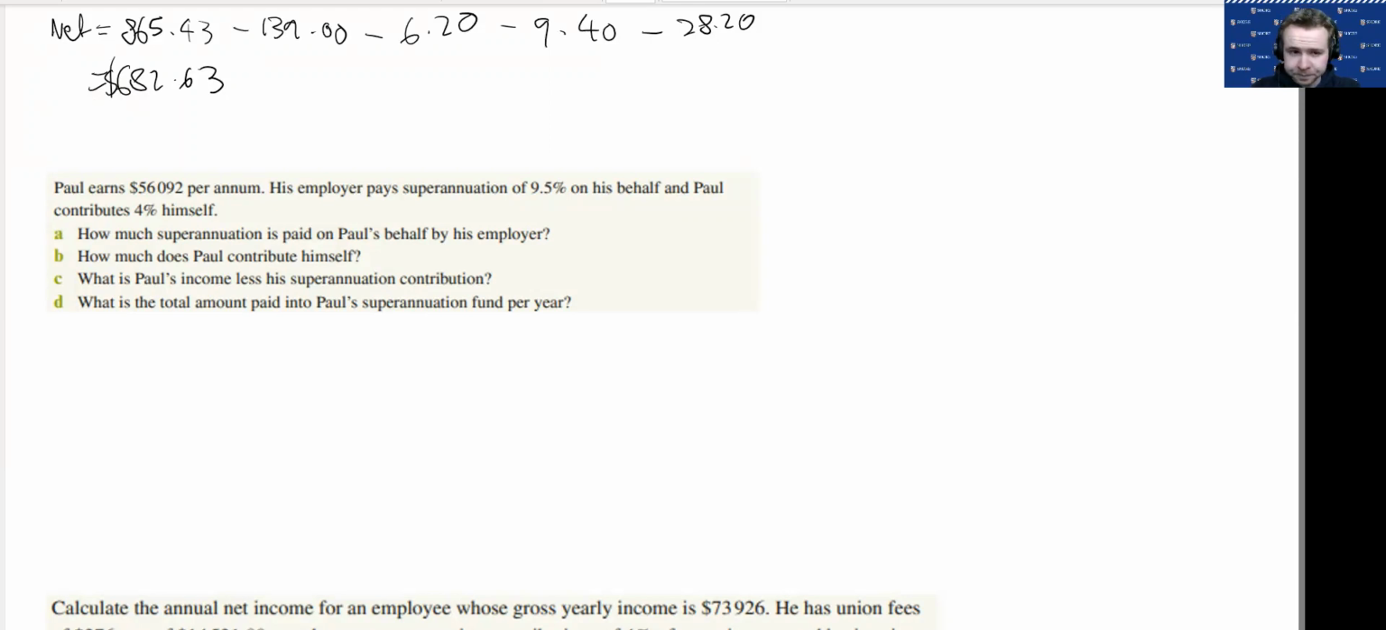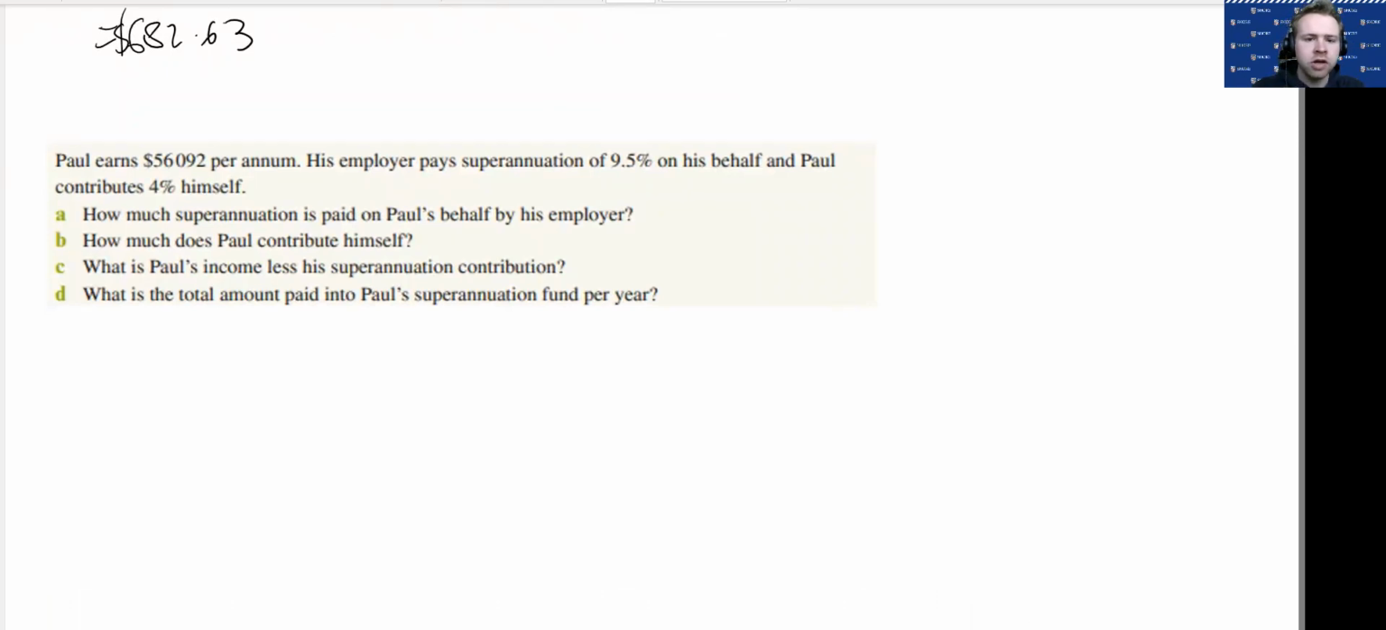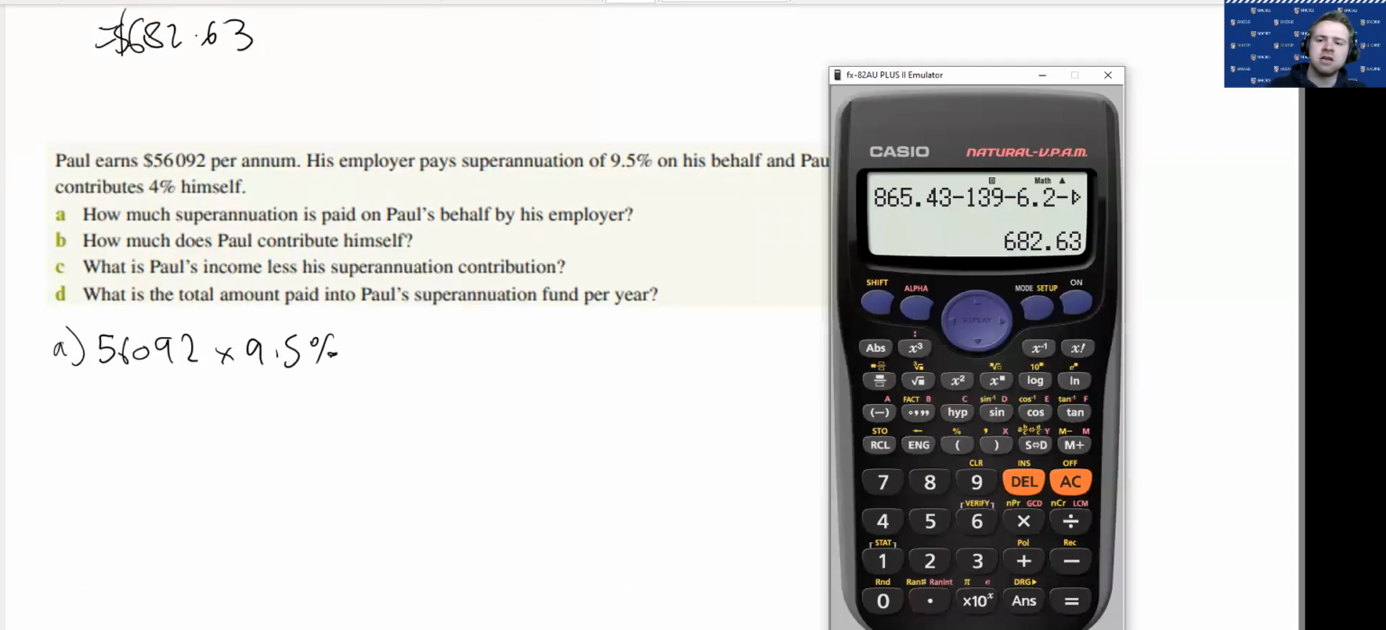Okay, so at the end of the day, when we're trying to work out our net income, we really only need to think about the employee contribution. That is the optional extra contribution that someone might elect to do to sacrifice their salary. So how much superannuation is paid on behalf of their employer? 9.5% of their salary. So it's that value, and then times by 9.5%. And that's as simple as it is to calculate the employer contribution.